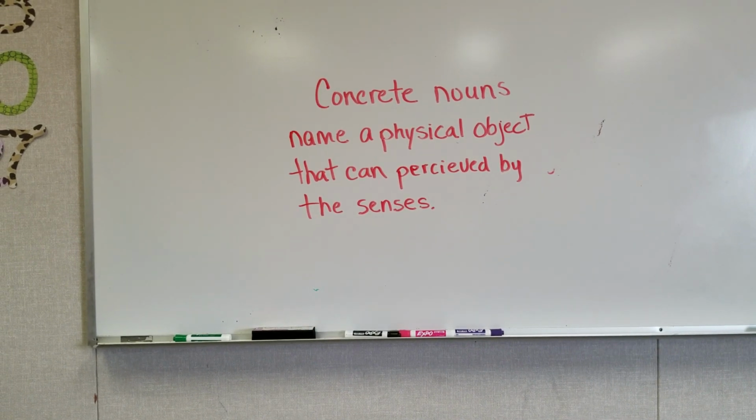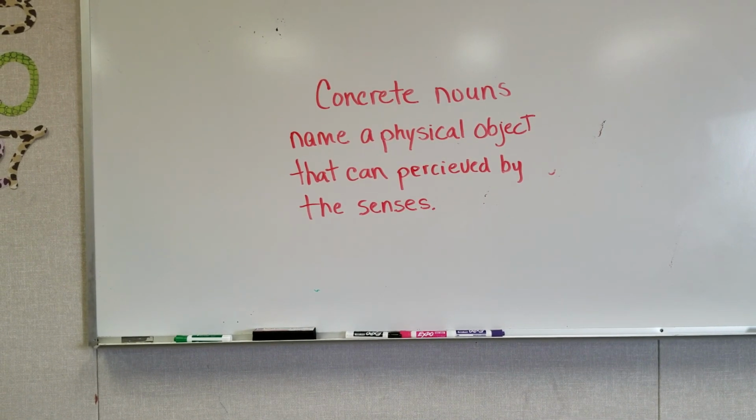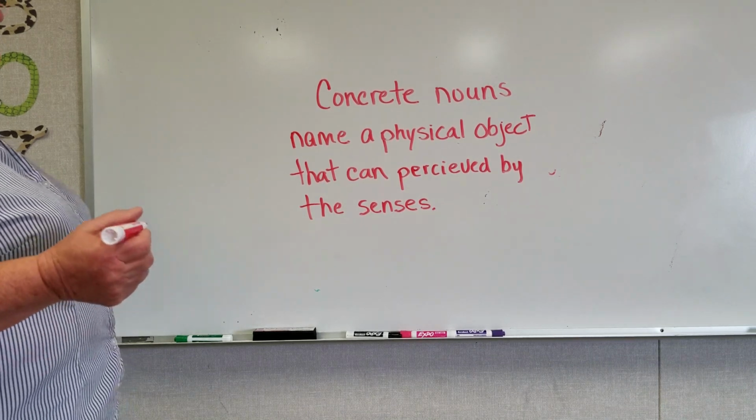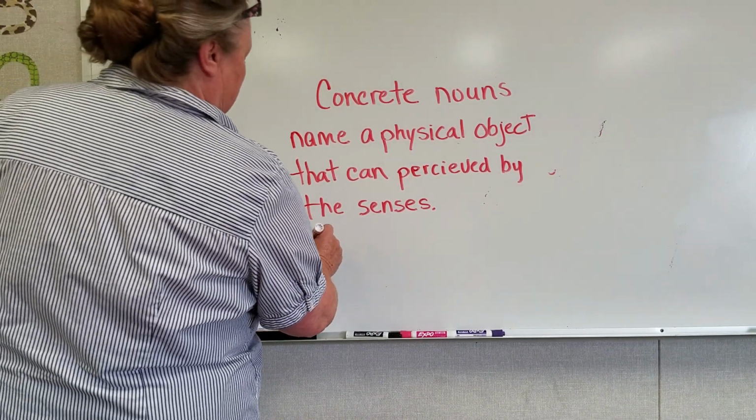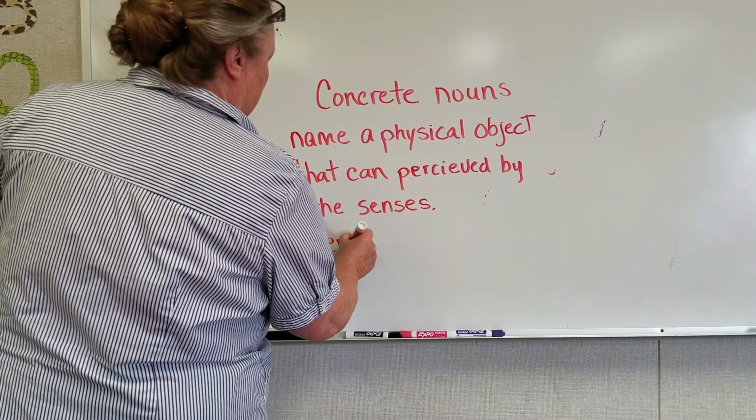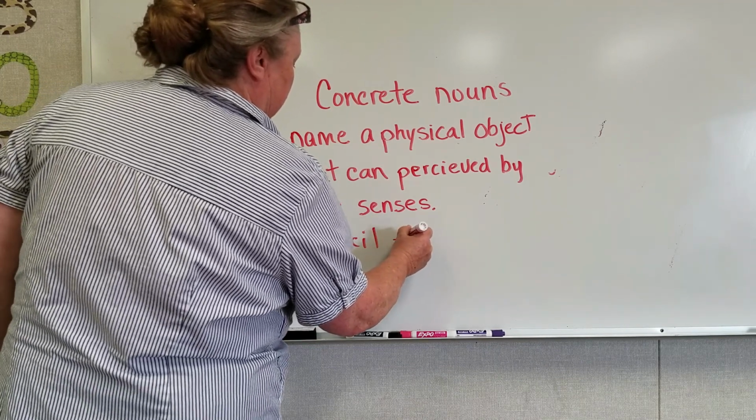Next we'll cover concrete nouns. Concrete nouns are nouns that name a physical object that can be perceived by the senses. We can see it, we can feel it, we can hear it, we can taste it, we can smell it. Those are the concrete nouns. So an example of a concrete noun would be a pencil. This is something I can perceive with my senses.